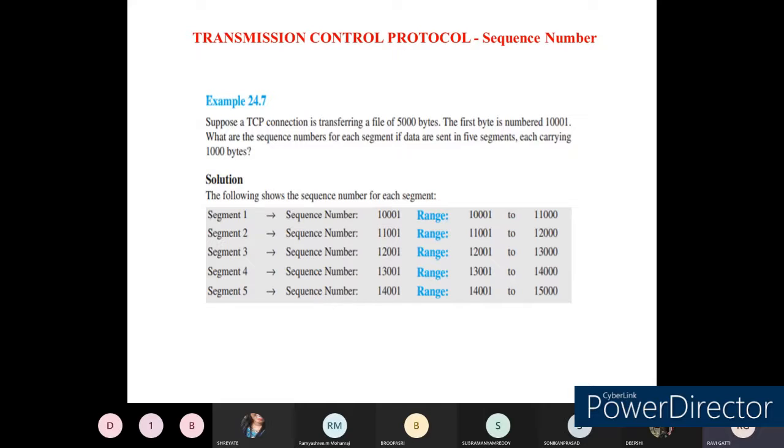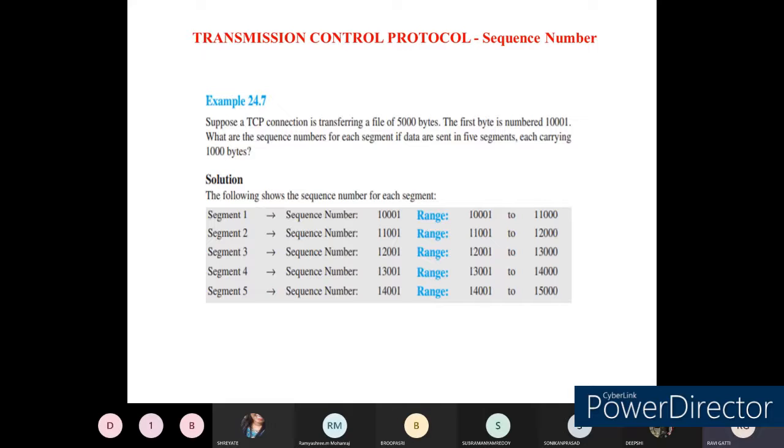Since you need to transmit 5 kilobytes, that is 5,000 bytes of data, and one segment can hold a maximum of 1001 bytes, you have 5 segments, and for each segment we need to give a sequence number. You can see how we have allocated them. The first segment can hold 1001 to 11,000, then 11,000 to 12,000, 12,000 to 13,000, 13,000 to 14,000, and 14,000 to 15,000. That is the range we are giving.